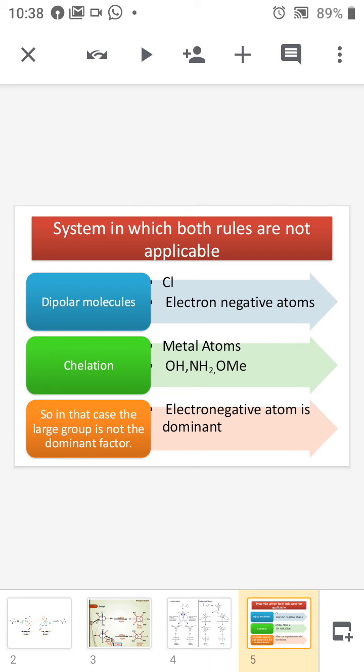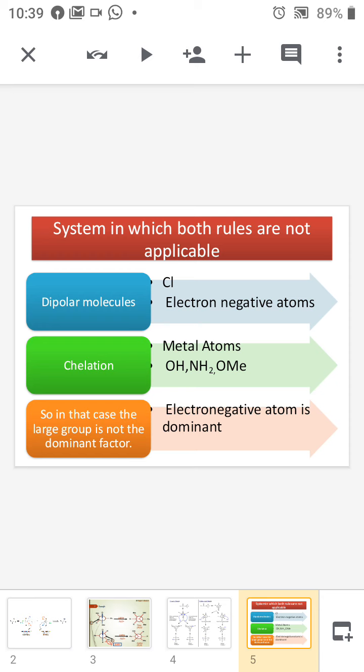So in that situation, the predominant group is not the large group, because we have already stated that in Cram's rule we have to arrange the large group 180 degrees apart from the carbonyl group, and in the Felkin model, the large group is orthogonal to the carbonyl group. So we are giving importance to the large group.